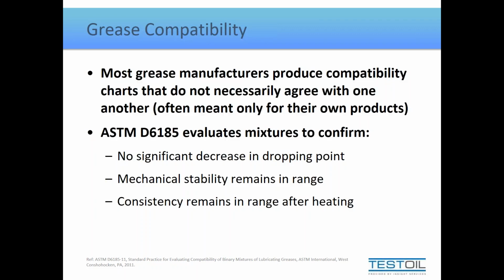Now this ASTM method actually measures several different properties, and some of the key things it's looking for is that there's no significant decrease in the dropping point of the mix, that the mechanical stability stays within range, so once you've got a mixture and you work it, it doesn't change dramatically, and also the consistency doesn't change significantly after some heating. They want to make sure that there's not an incompatibility of the thickener chemistries and that you're not causing the lubricant to drop out or the consistency of the grease to change.